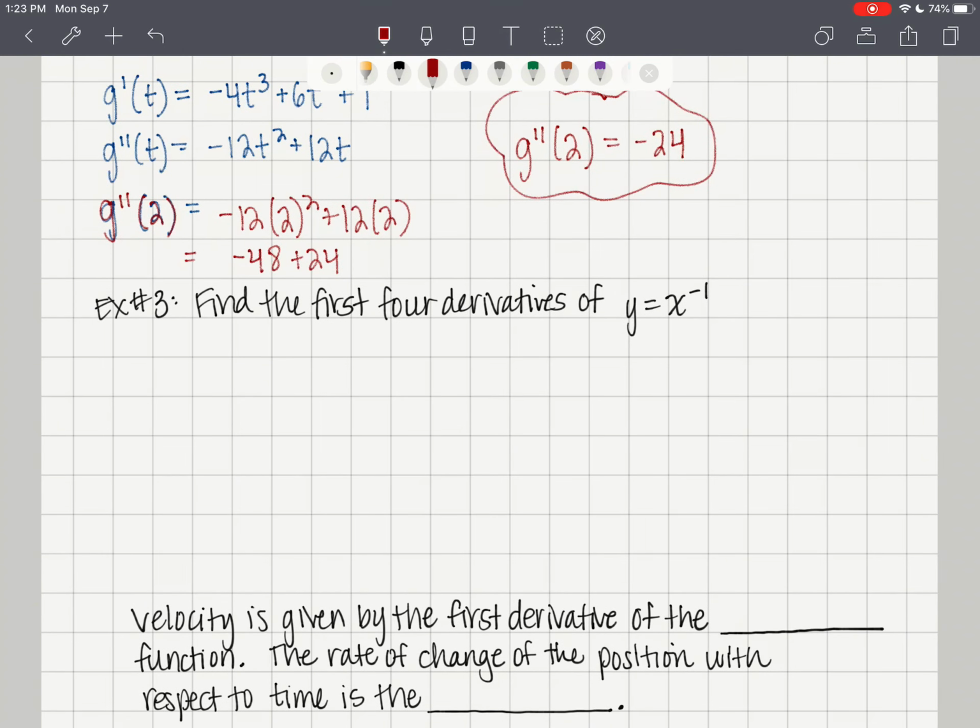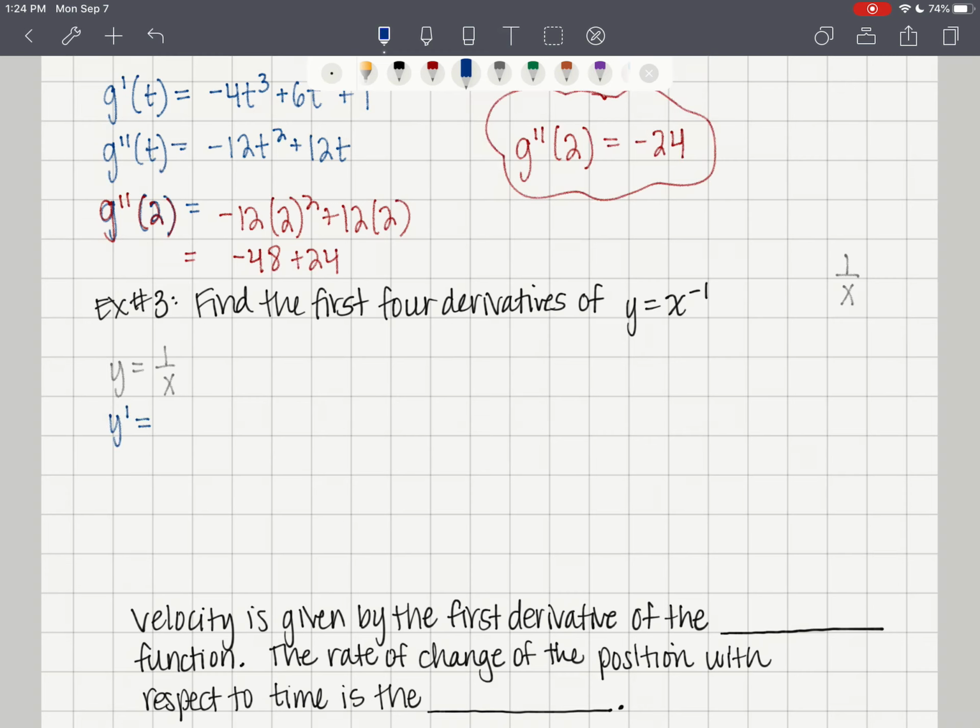Okay, let's try example number 3. Let's find the first 4 derivatives of y equals x to the negative 1. Now, we've practiced this. This is 1 over x, so we can do this, and you're going to see how this is some really good stuff. Okay, let's rewrite y equals 1 over x, and let's just practice with that 1 over x.